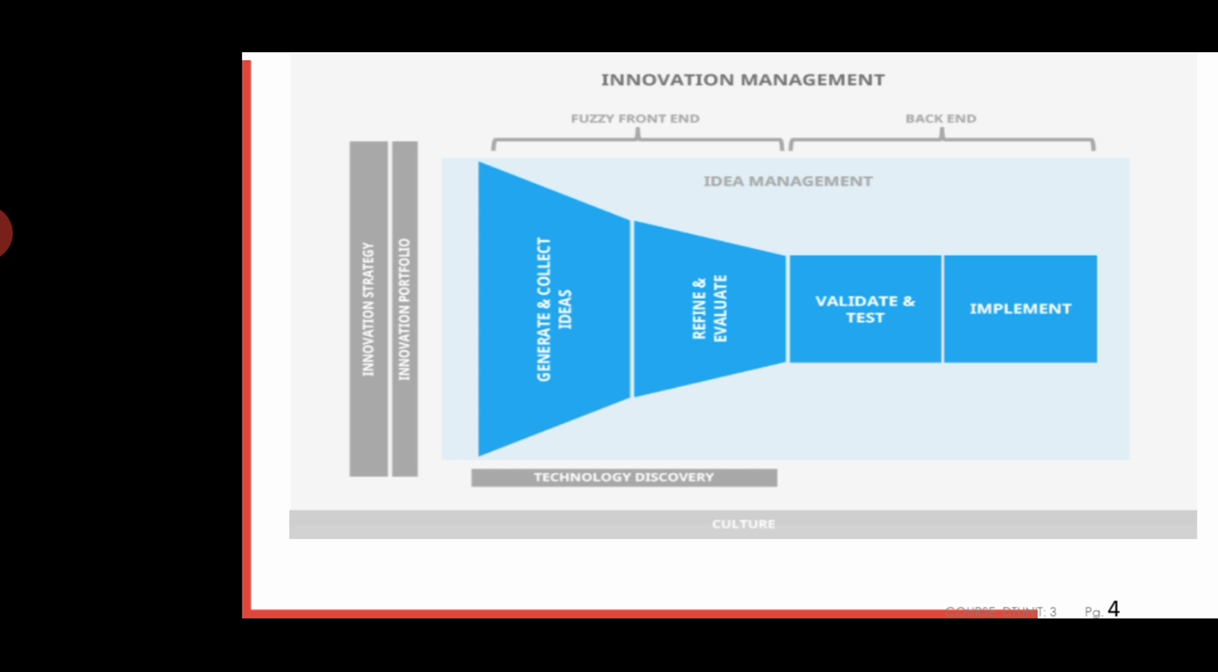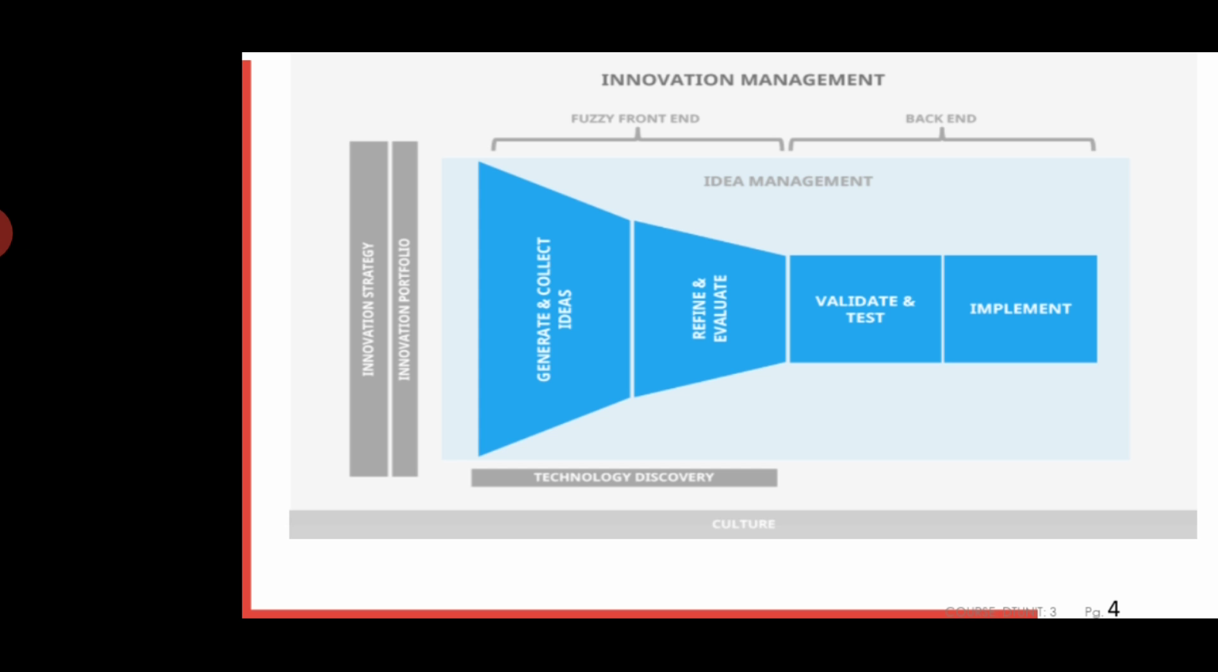So here we have to consider innovation management. It is the front end part. In this part we have to generate and evaluate the particular ideas, and then we have to refine them, and then we come to the back end concept. Finally we have to test the particular product, whether it is validated or not, and finally implement the product and test it.